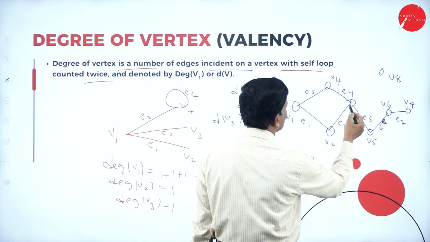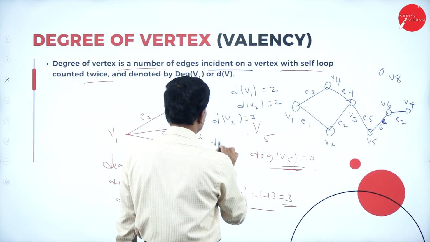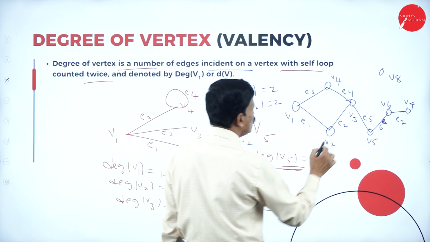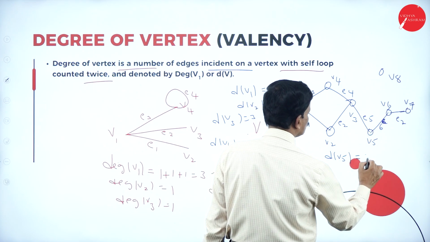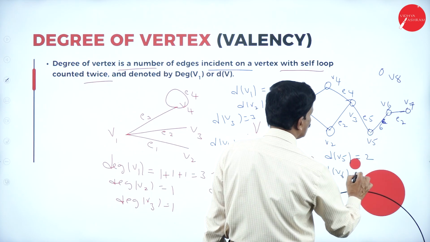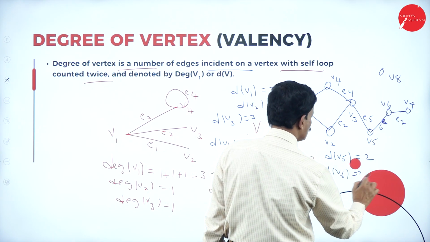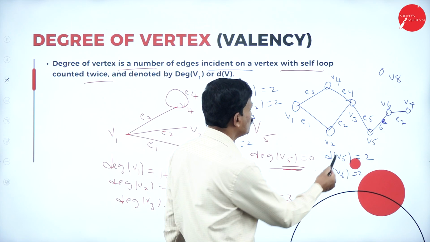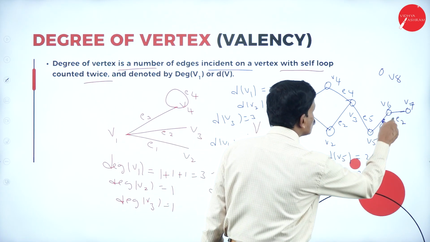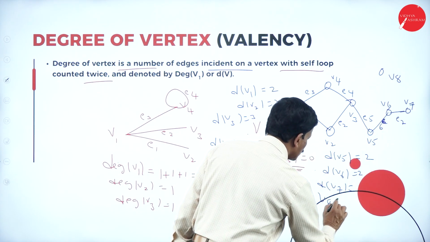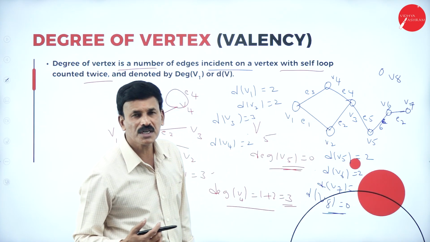So, what is the degree of V4? 1 and 2. So, the degree of V4 is equal to 2. Similarly, the degree of vertex V5 is 1 and 2, so the degree, the valence, is 2. Degree of V6 is 1 and 2, that is 2. The degree of V7 is equal to 1 and V8 is isolated, the degree of V8 is equal to 0, that's all. This is how we are going to write the degree.